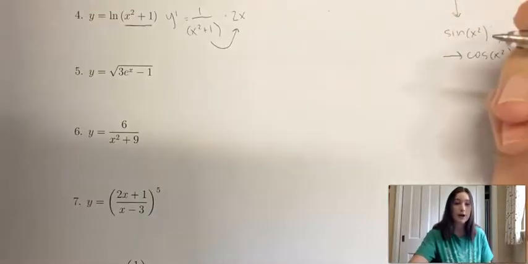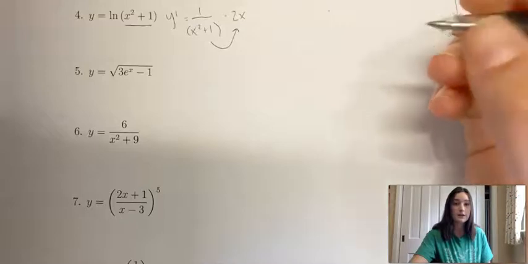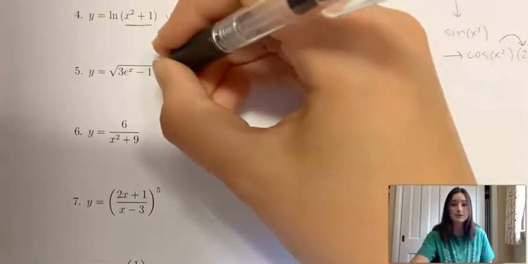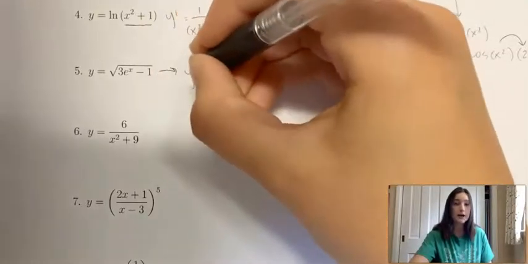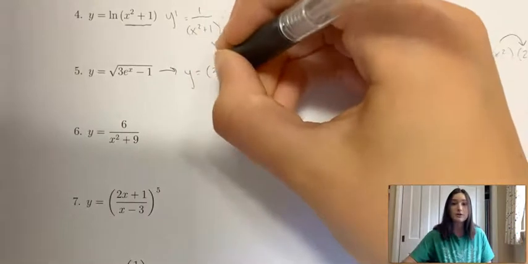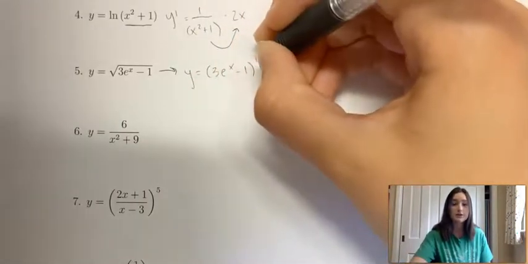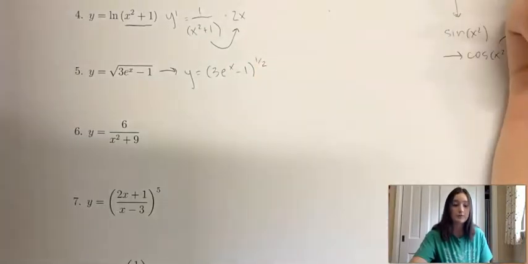So now on number 5, this is something that we want to rewrite. Whenever I see a square root and I'm taking a derivative, I am always going to rewrite it as whatever's inside the square root to the 1/2, because that makes it a lot easier to work with and it turns it into a power rule problem.